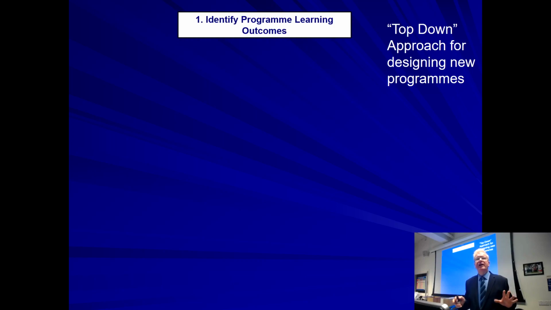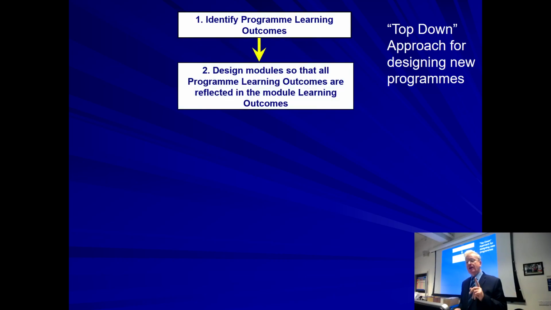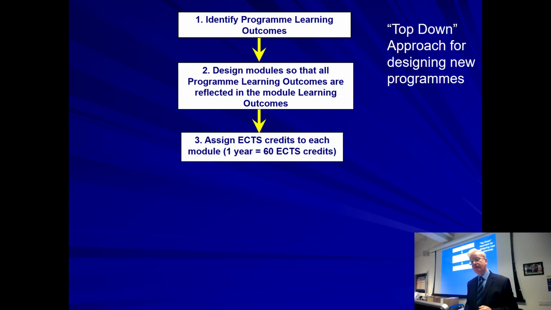Supposing you're starting with a blank page and you're designing a new program. The first thing you need to do is to identify the program learning outcomes. In other words, what will graduates of this program be able to do when they finish the program? The second thing then is you have to take modules in such a way that all the program learning outcomes that you've made out are covered in one or more of those modules. In other words, that they're reflected in the module learning outcomes.